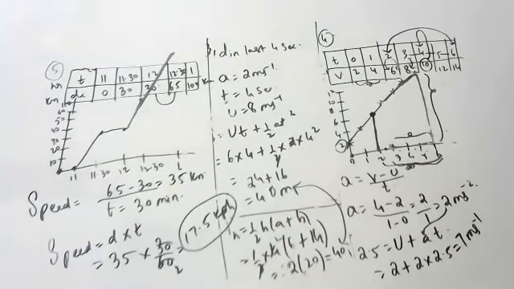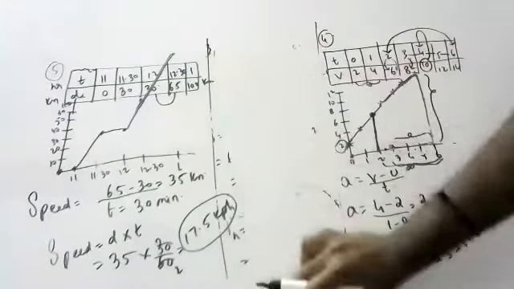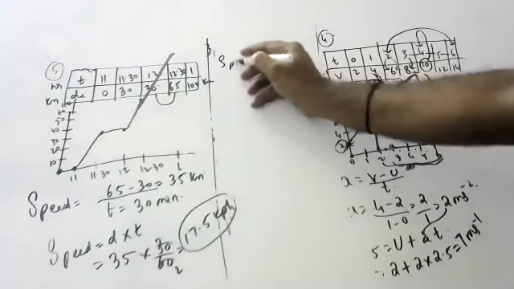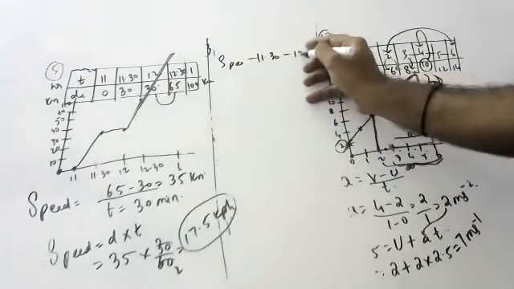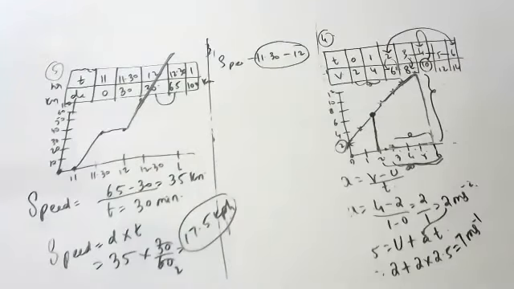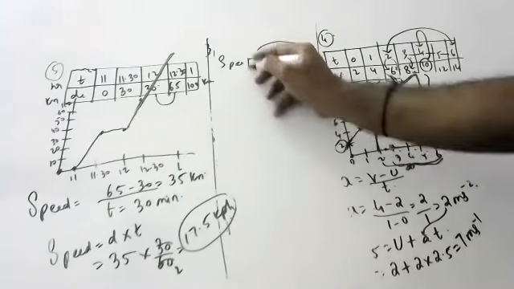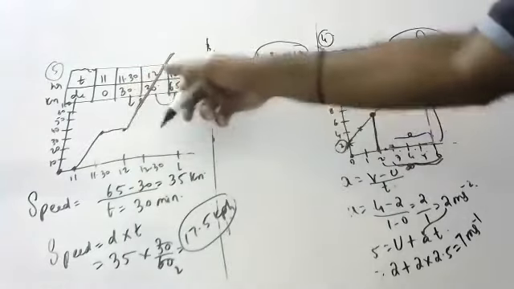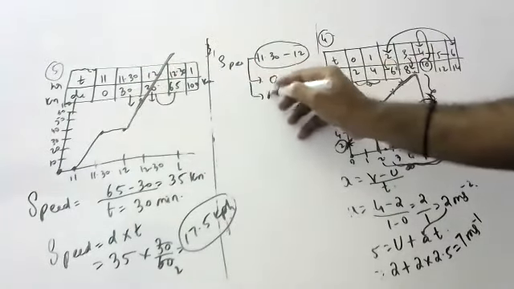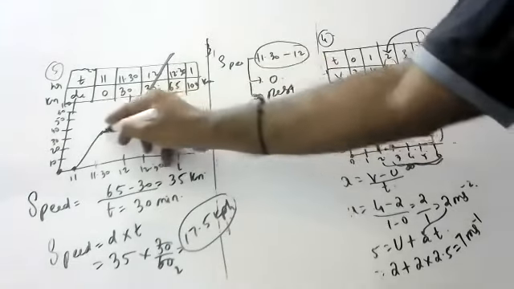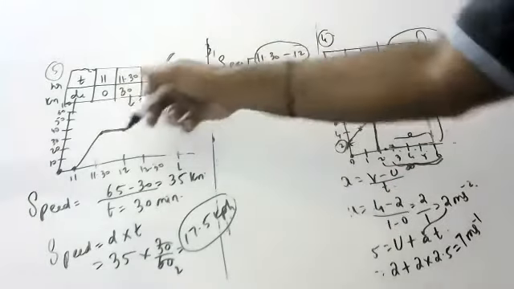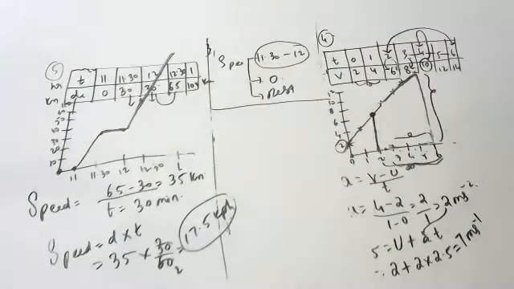Can anyone say what is the speed between 11:30 and 12 o'clock? Sir, 0 is the answer. Because at 11:30 it is at 30 kilometers, and at 12 o'clock it is also at 30, which means it is at rest. It is not moving. The body is at rest, no speed. 30 kilometers and 30 kilometers means it is not moving. You should understand it like that.